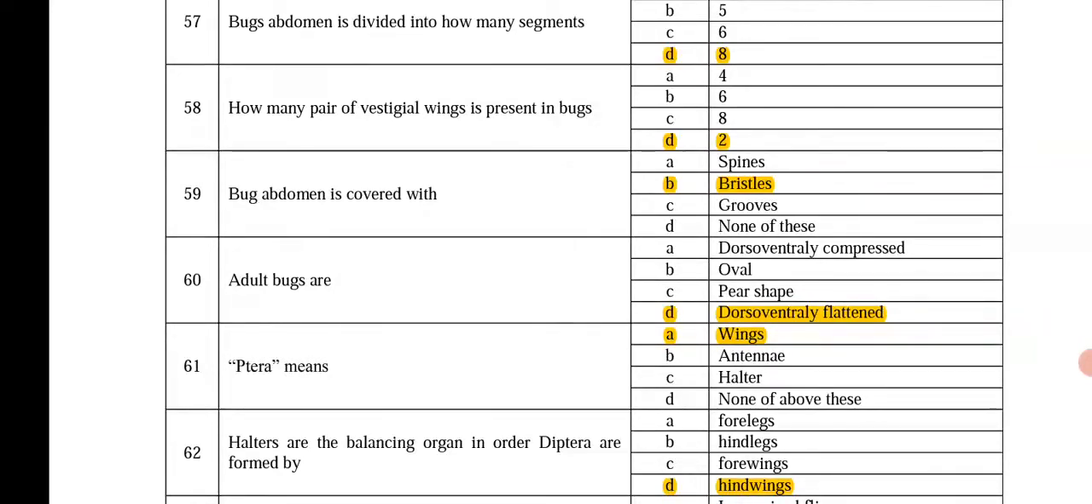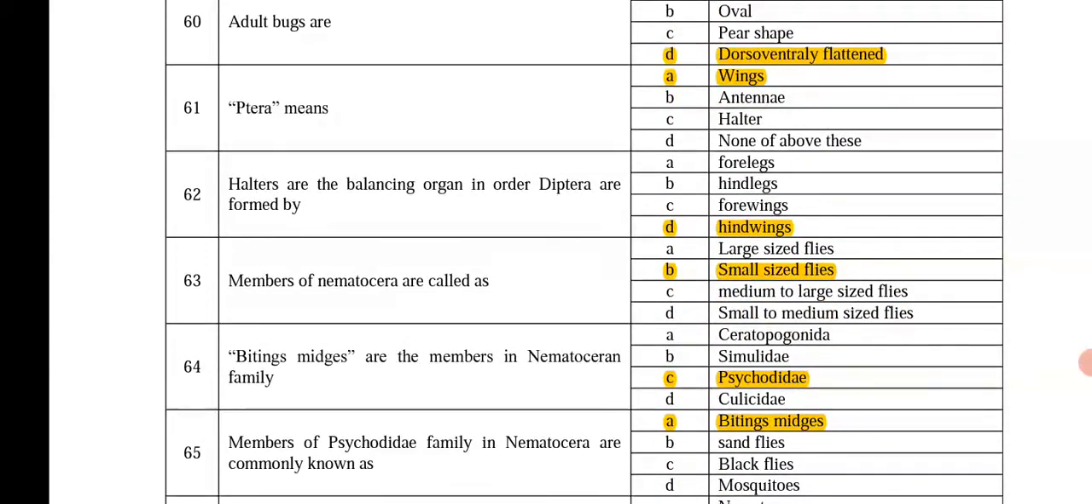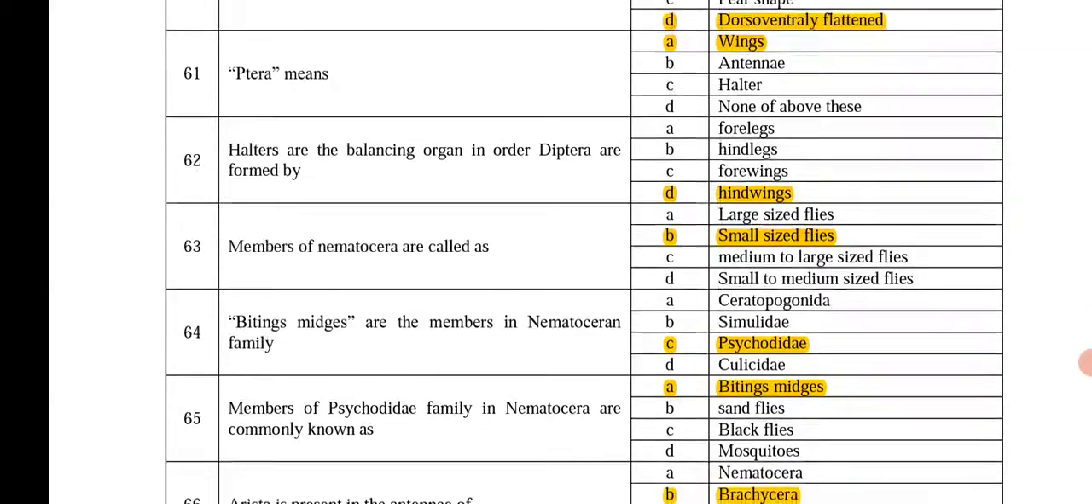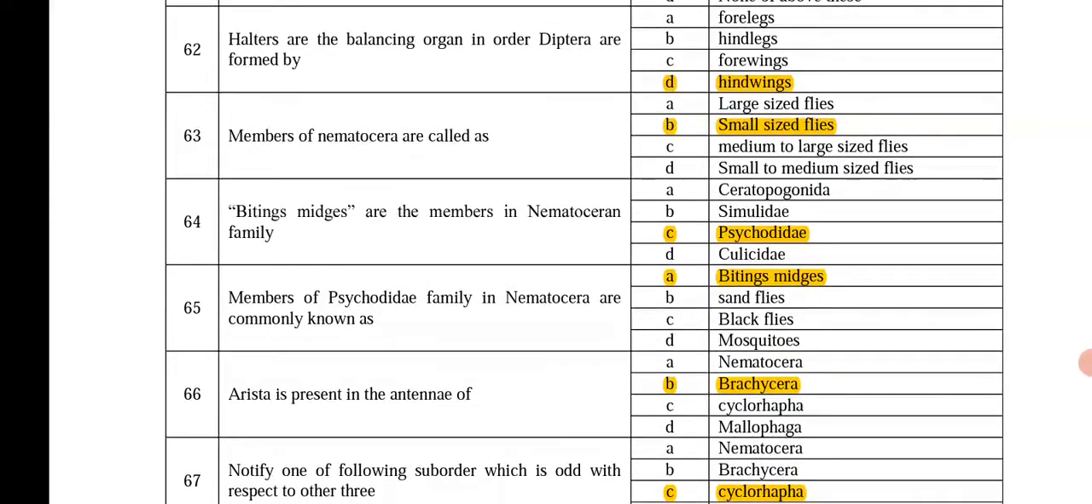Ptera means wings. Halteres are the balancing organs in order Diptera, formed from the hind wings. Members of Nematocera are called small-sized flies. Biting midges are members of the Nematoceran families. Psychodidae family in Nematocera are commonly known as biting midges.